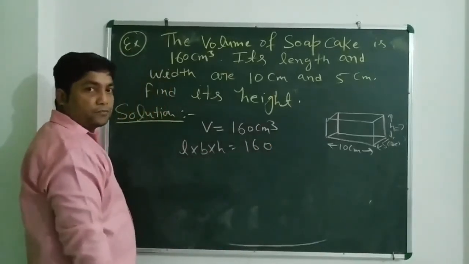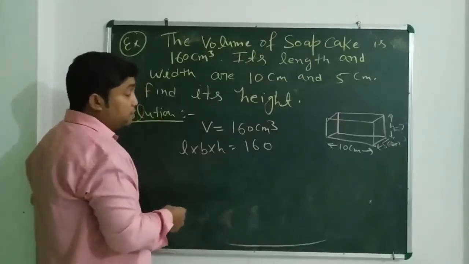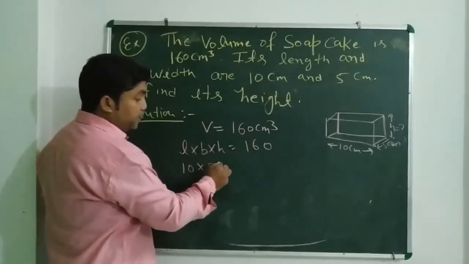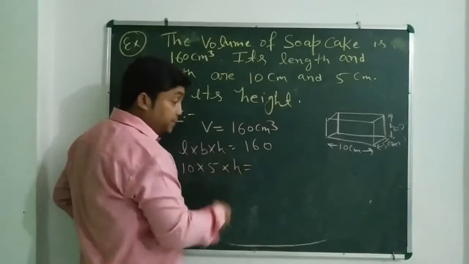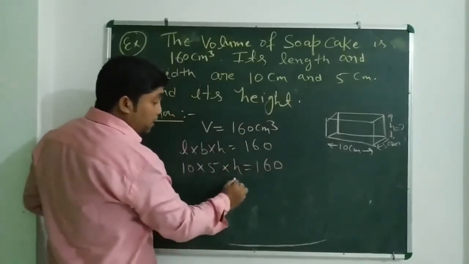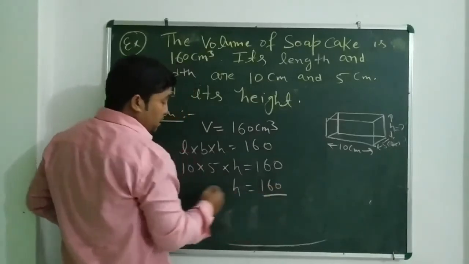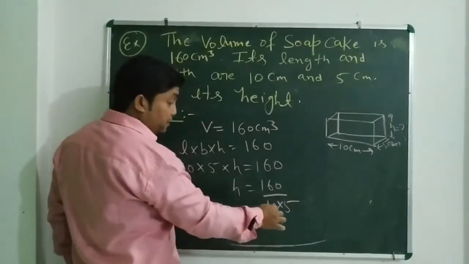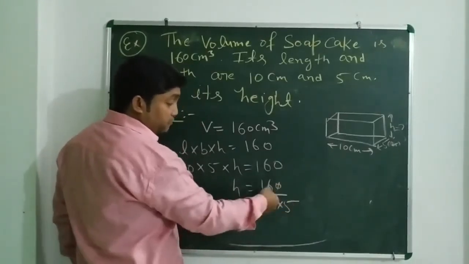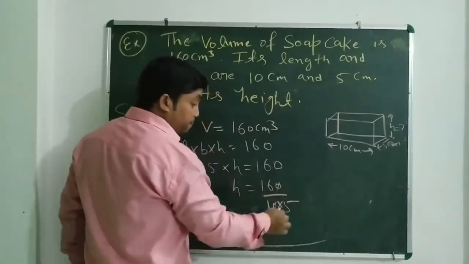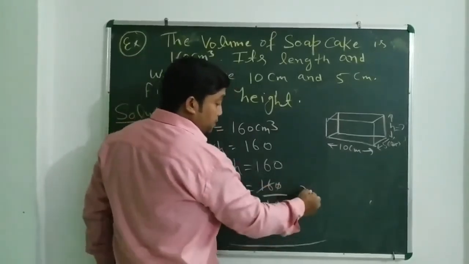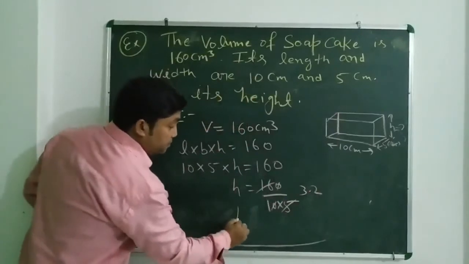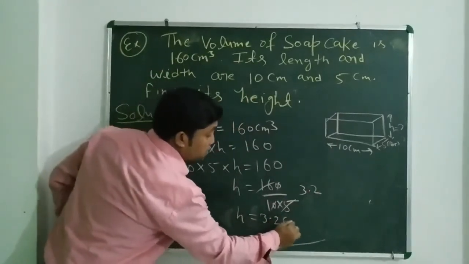Length times breadth times height is equal to 160 centimeter cube. We have the length, 10. Breadth, 5. We have to find the height. So height is equal to 160 upon 10 into 5. When you reduce, 16 times we can cancel, and when you divide, 5 threes are 15, carry 5 is 10. It means that h is equal to 3.2 centimeter.